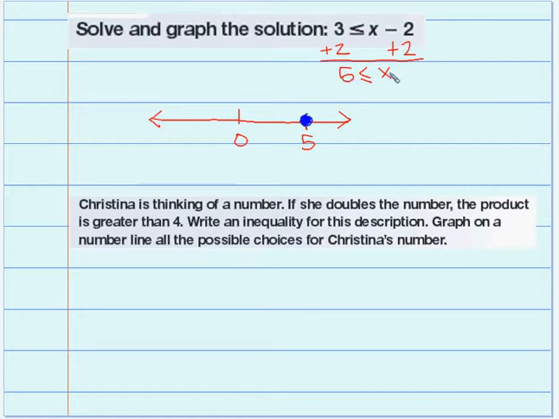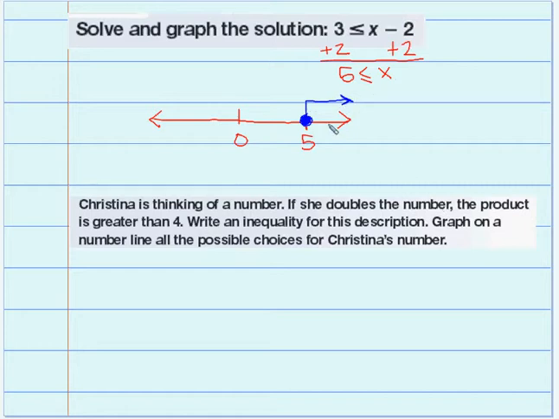Is 5 less than or equal to 5? Yep. Okay, so now we need to draw our arrow. And we need values where 5 is less than or equal to the value of x. And so if I put 0 in for x, does that make this true? Is 5 less than or equal to 0? That's not true, so I need to draw my arrow going to the right in that direction.